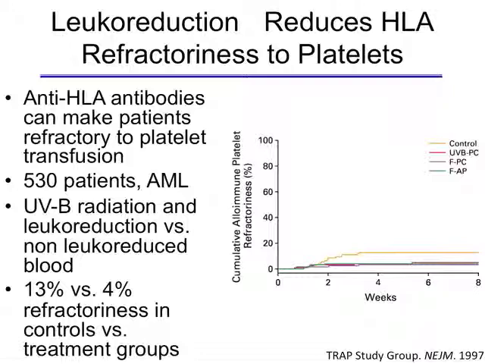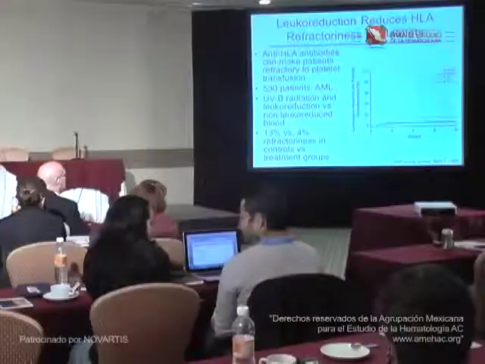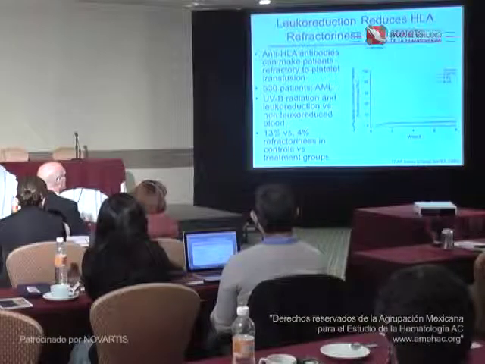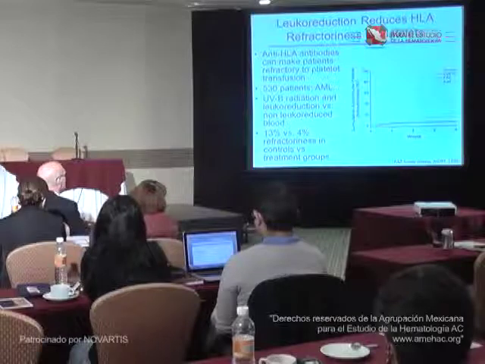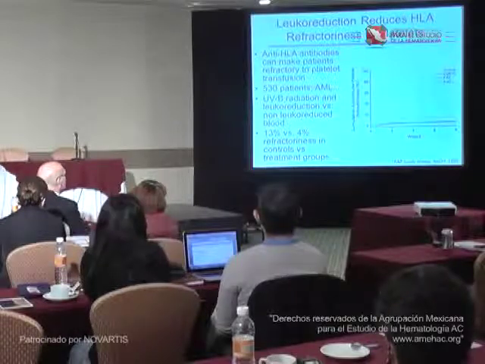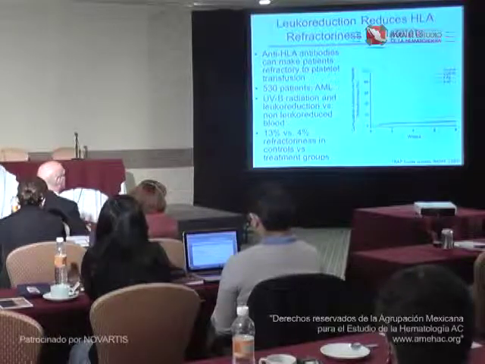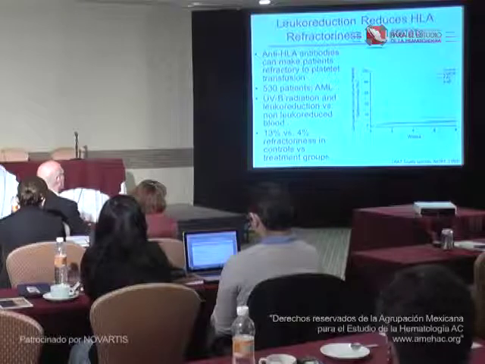The largest trial studying the effect of leukoreduction on HLA-mediated refractoriness was published in 1997 and compared leukoreduction versus non-leukoreduced blood. There was also another arm that used a different method, UV irradiation.